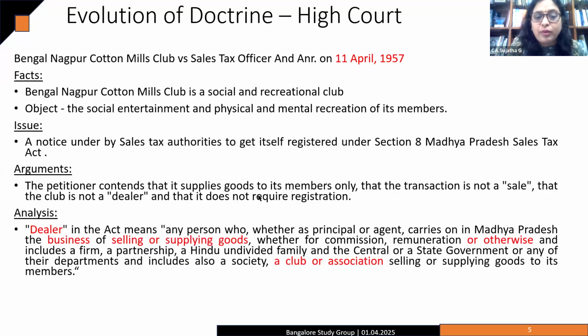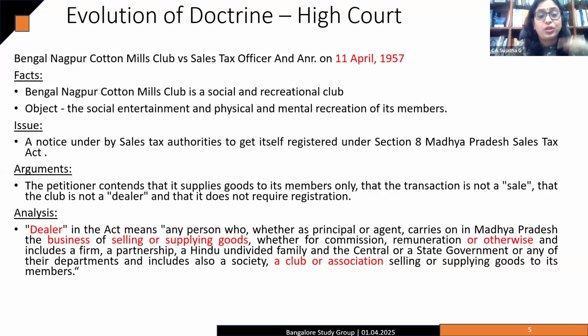The argument placed before the authorities was that if you look at the definition of dealer, in the Sales Tax Act of Bengal, dealer included clubs, right? It means that the statute wanted to include the club as a dealer, and as a person. Where there are transactions between the members and the club, a sale is happening, so it fulfills the conditions of sale and it can collect tax.